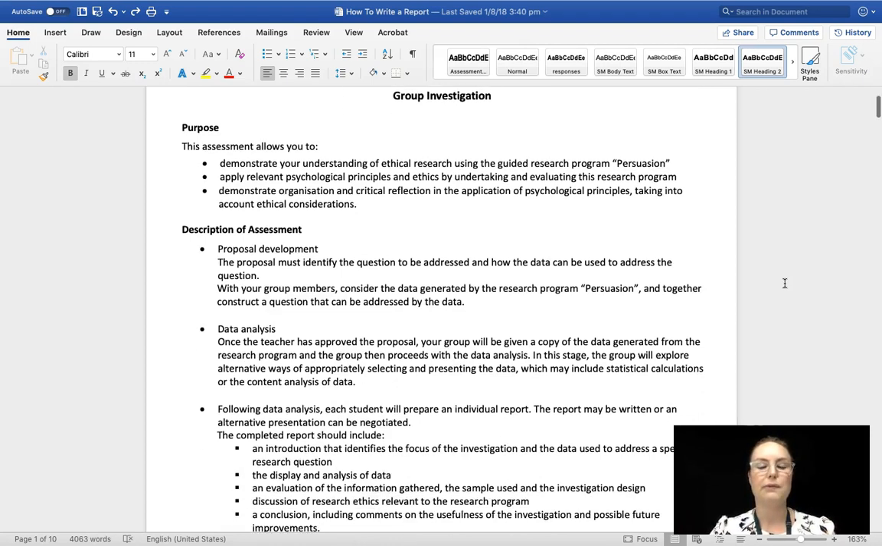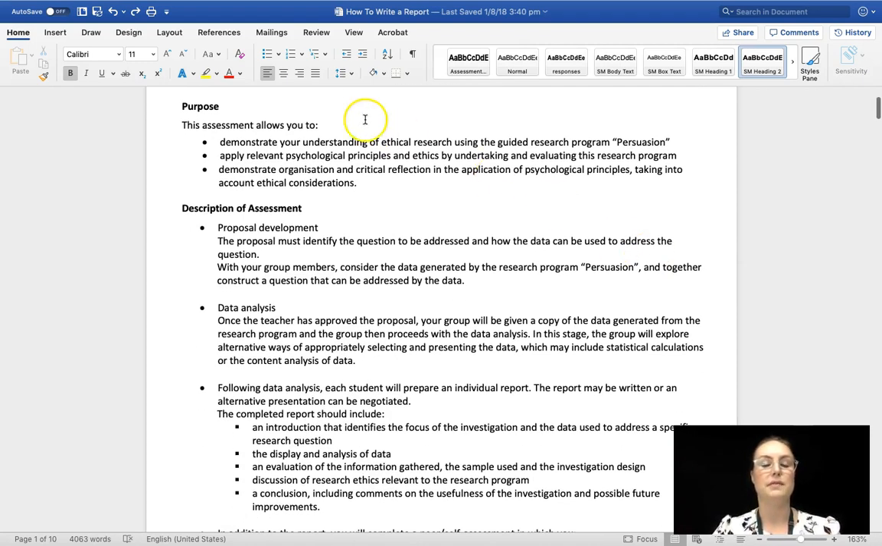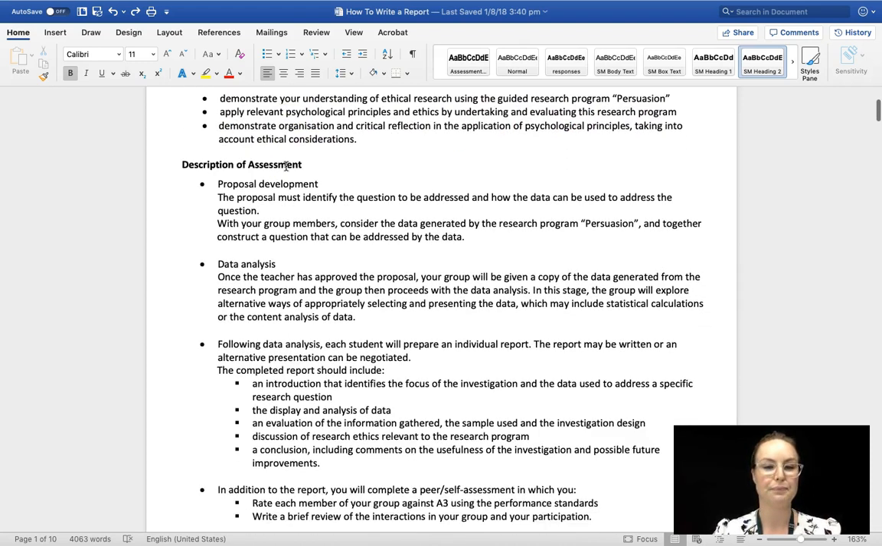Now, this is what we get from SACE in terms of what the purpose of this assignment is. When I think about the purpose of this, it's really about showing a deep understanding of the introduction to psychology content and showing that you can apply it to a research program. So really showing practical skills here and practical understanding of the content.